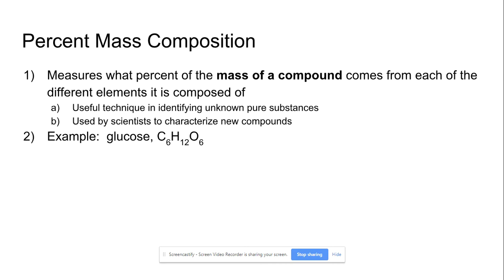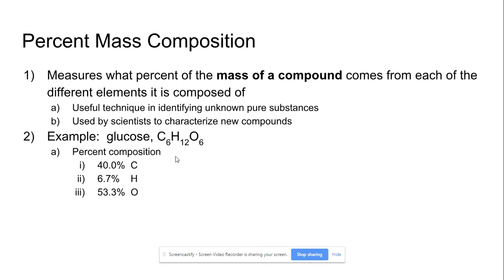Well, for an example, let's talk about my dude glucose, C6H12O6. Glucose has a very specific percent mass composition or percent composition by mass. And so that is 40% of the mass of glucose comes from carbon. Measly 6.7% comes from hydrogen, and 53.3% comes from oxygen.